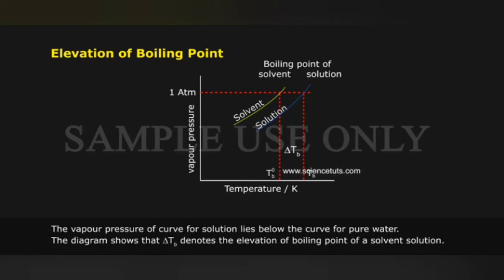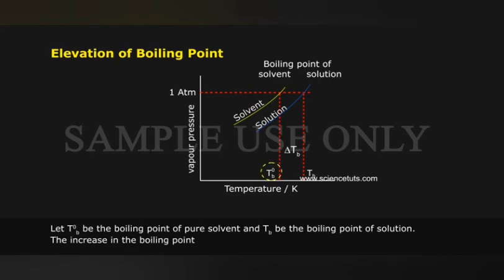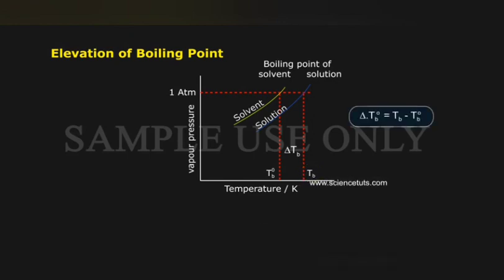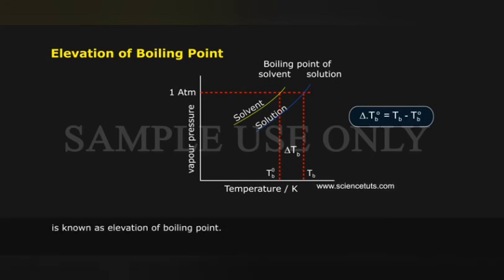The vapor pressure curve for solution lies below the curve for pure water. The diagram shows that delta Tb denotes the elevation of boiling point of a solvent solution. Let Tb naught be the boiling point of pure solvent and Tb be the boiling point of solution. The increase in the boiling point, delta Tb, is equal to Tb minus Tb naught, and is known as elevation of boiling point.